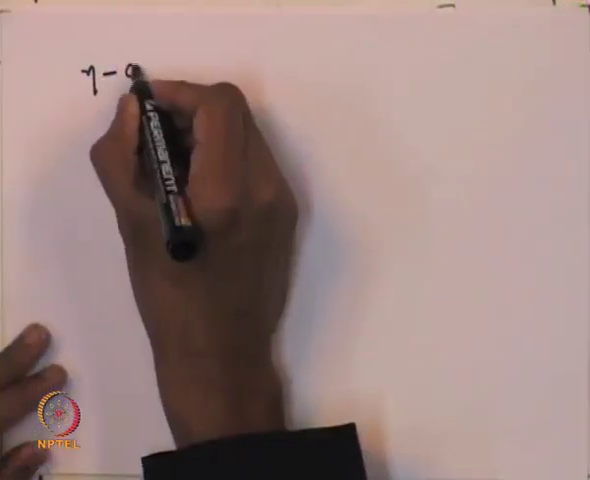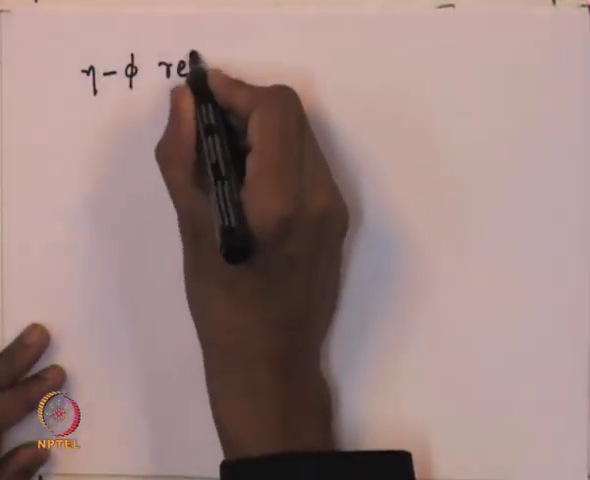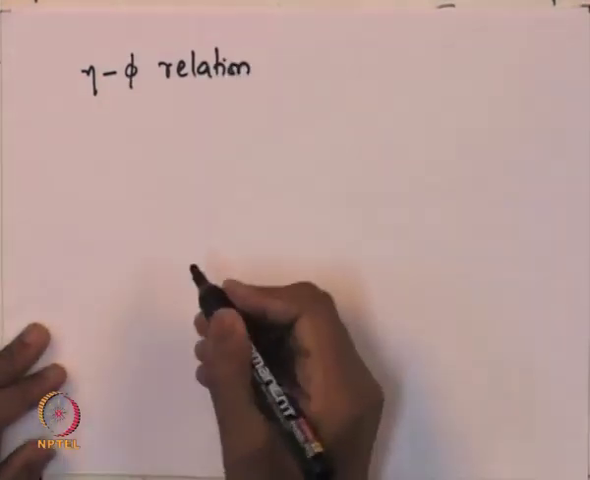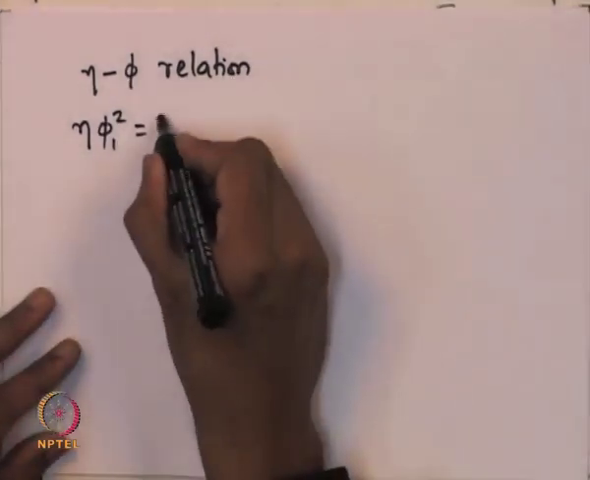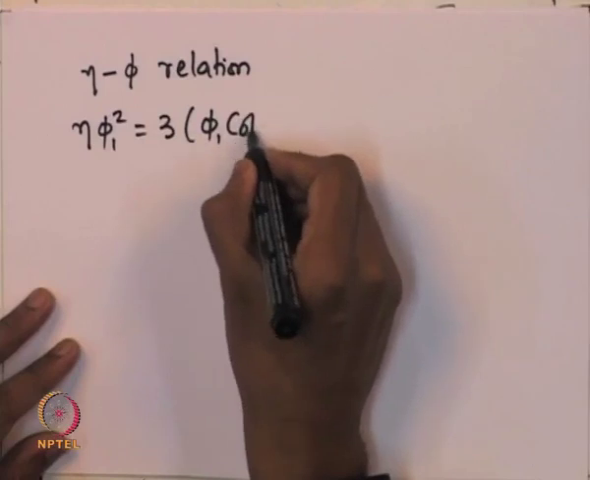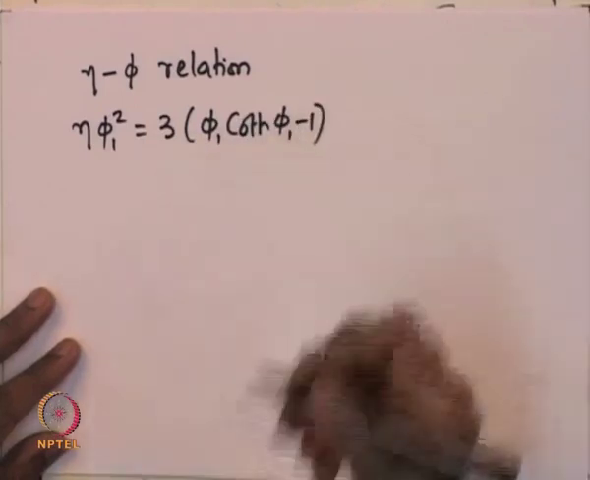We have just now learned the Weisz-Prater parameter. The Weisz-Prater parameter is based on the observed quantities such as the reaction rate. So, we can attempt to use the Weisz-Prater criteria to find the effectiveness factor and the Thiele modulus from the observed reaction rate. The Thiele modulus effectiveness factor relationship suggests that eta into phi 1 square, which is the Weisz-Prater parameter, is equal to 3 times phi 1 coth phi 1 minus 1.